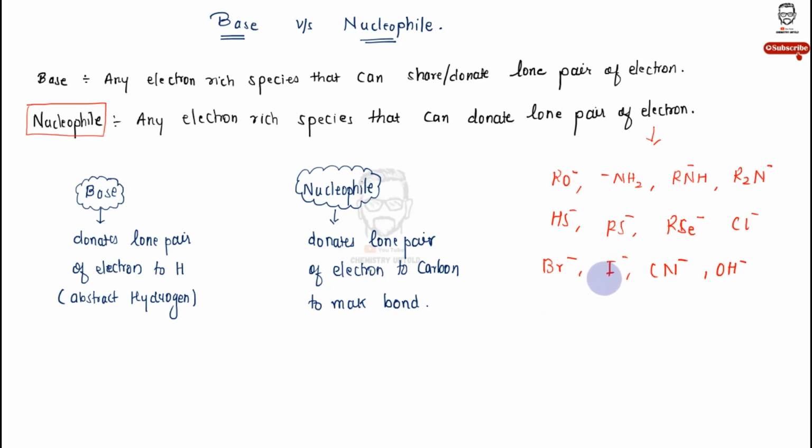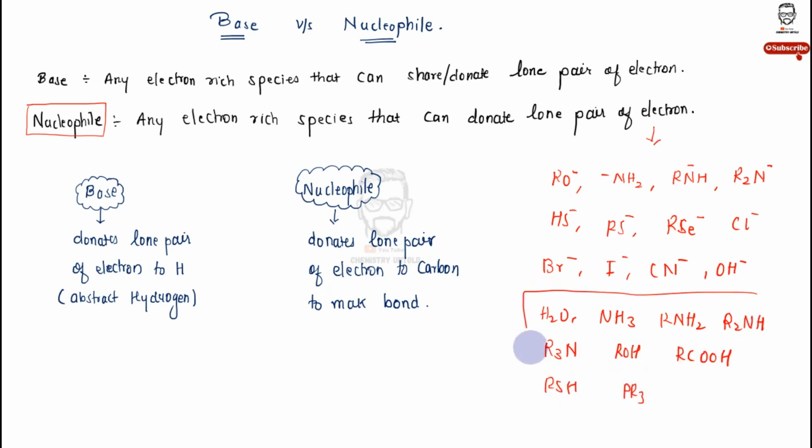Now, whether they work as a base or as a nucleophile depends upon their action, what they are doing in a chemical reaction. Apart from them, there are a few neutral species which have a lone pair of electrons. For example, water H2O, ammonia NH3, RNH2, R2NH, the ammonia derivatives, RN3, alcohol ROH, RCOOH, RSH, and PR3. All these molecules are neutral, but they have lone pairs of electrons which they can use to make a bond with an electrophile.